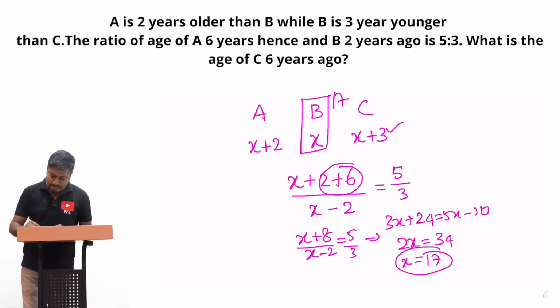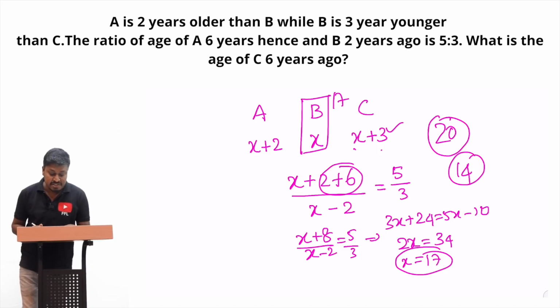So we can first find C's age. 17 plus 3, which is 20, and 6 years ago, the age will be 14. So we can say the answer for this question is 14, which is option D. Let me check the answer. Yes, 14 years will be your answer.